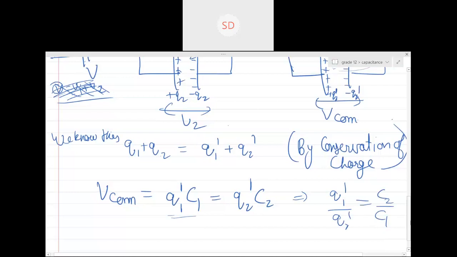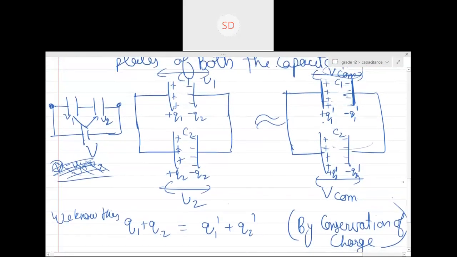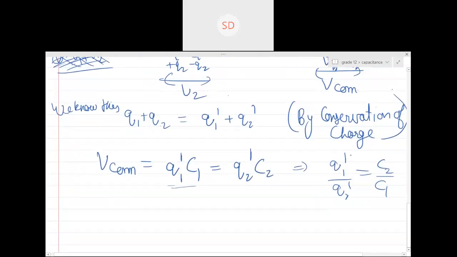After the potential is common, in the diagram the top will be plus q1 dash and minus q1 dash, and below it will be plus q2 dash and minus q2 dash. So this is the initial condition and this is the final condition. Initially the potential across them was different and the charges were different. Finally the potential difference across them became the same after a long time, and the charges became different from the initial case. So we are finding that out.